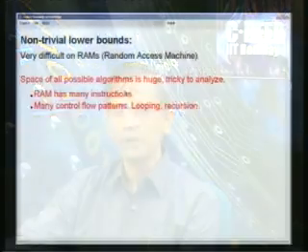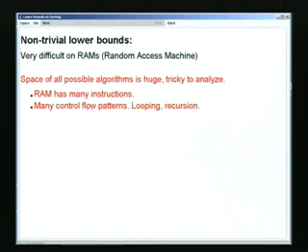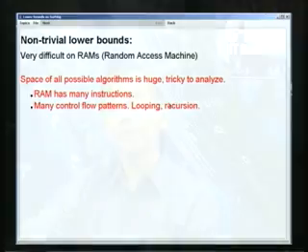A RAM has many instructions. A RAM has instructions to do all arithmetic. They can be composed to do more complicated things. You can take logs, you can exponentiate, you can take trigonometric functions. You can do all such things with RAM instructions. There are also many control flow patterns. There is looping, there is recursion, and so if I give you a RAM program, analyzing it is pretty difficult, and saying something about all possible RAM programs is even more difficult.